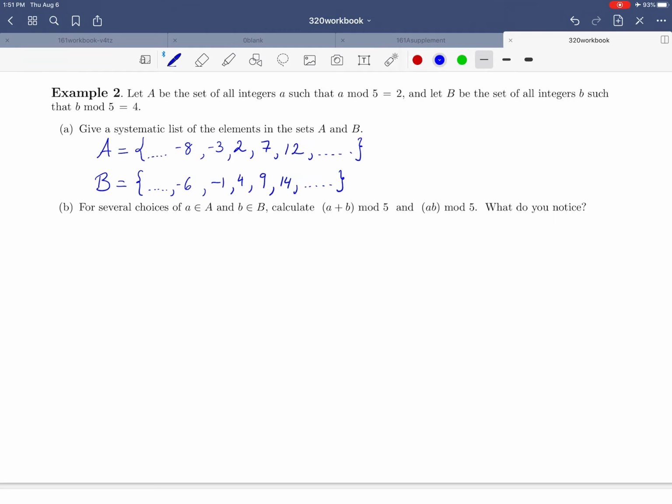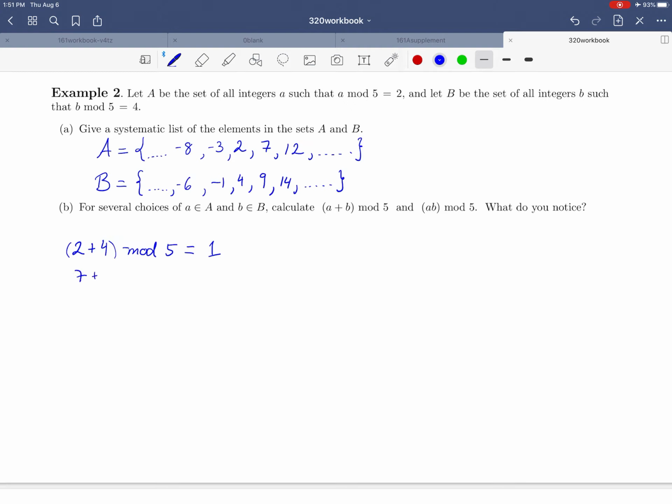In part B, we want to look at several choices of elements in sets A and B and calculate a plus b mod 5 and a times b mod 5. So we could just pick a number out of A, let's say 2, and then pick a number out of B, let's pick 4, not so random, but I'll start with that. And let's see what we get mod 5. So 2 plus 4, that is 6, mod 5, that's 1.